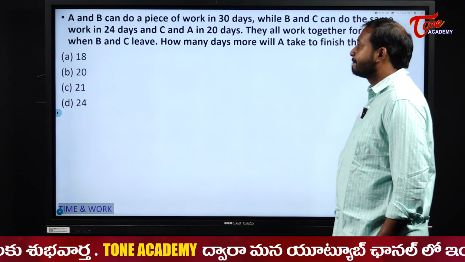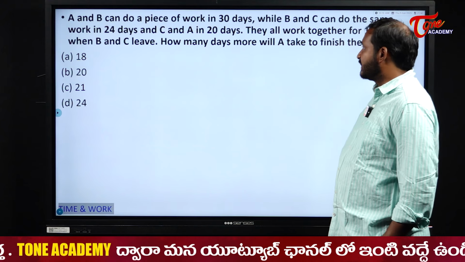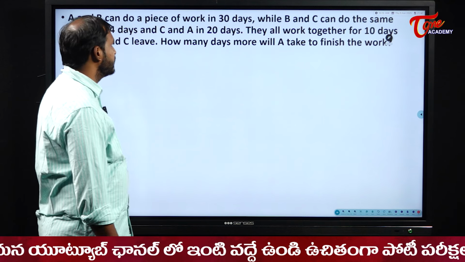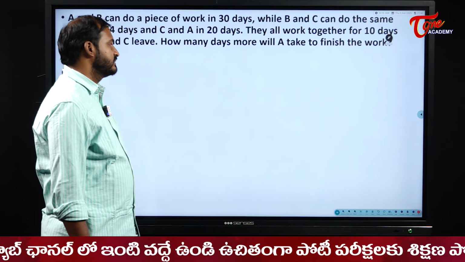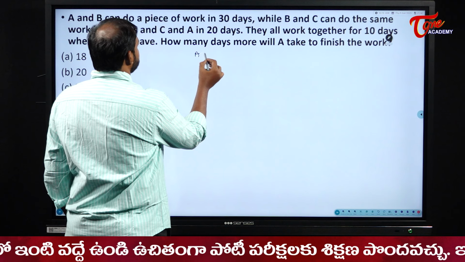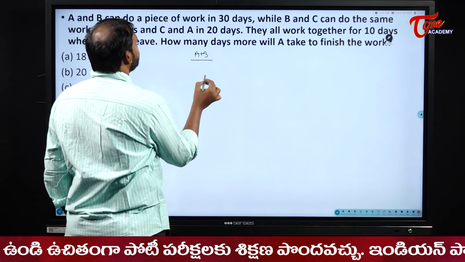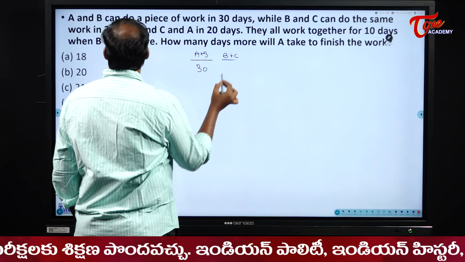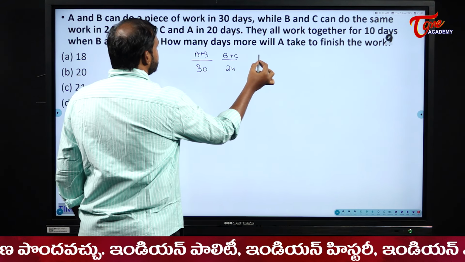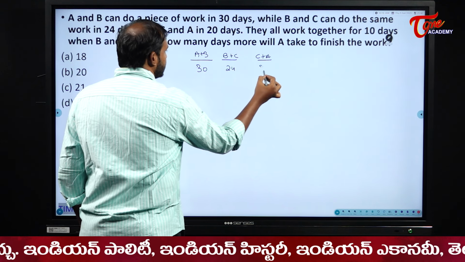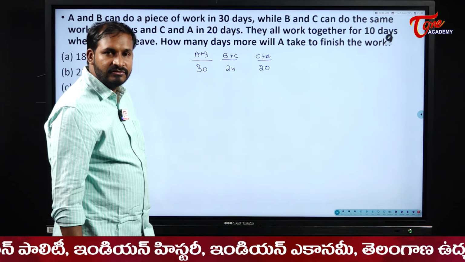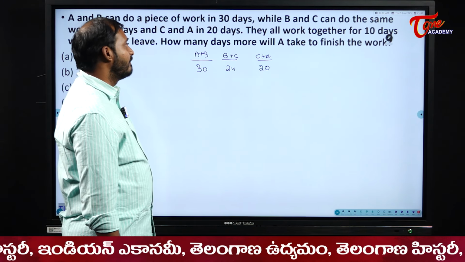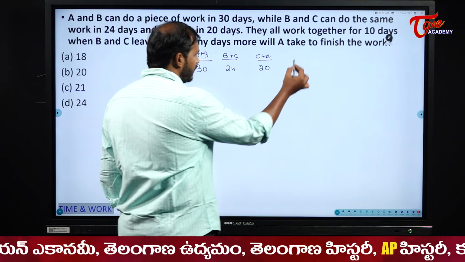Next one. A and B can do a piece of work in 30 days, while B and C can do the same work in 24 days, C and A in 20 days. Okay. First of all, this is a little bit different. Till now, at least one individual time was given for us, right? But here, all the three are combined times. Please be careful. But the process remains the same.